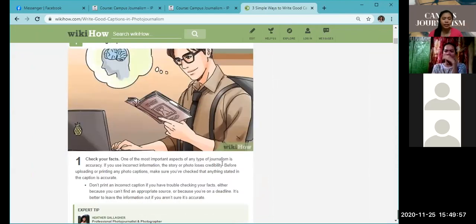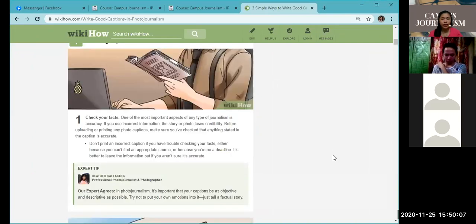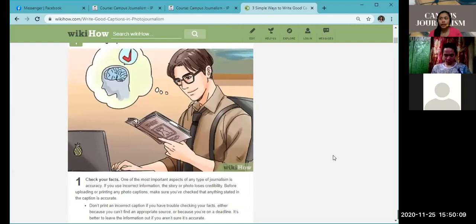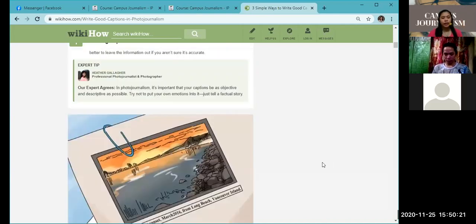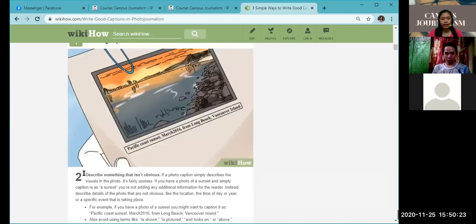Credits, not debt, means credit to the owner of the picture. And then the first step is to check your facts, especially if you are taking a picture of a very known structure or person, and so on, then you should check your facts, complete name, proper spelling, and so on. Then describe something that isn't obvious. Like this example here: Pacific Coast sunset, March 26 from Long Beach, Vancouver Island.